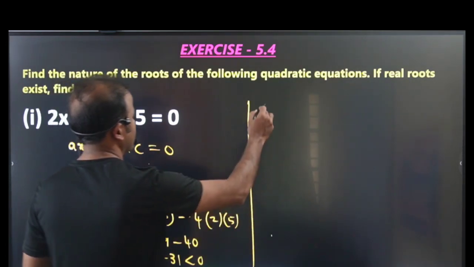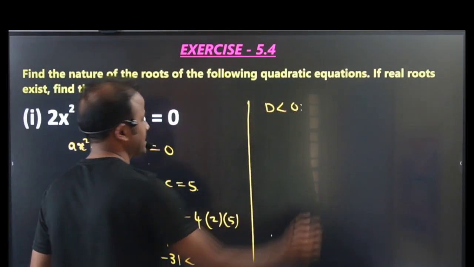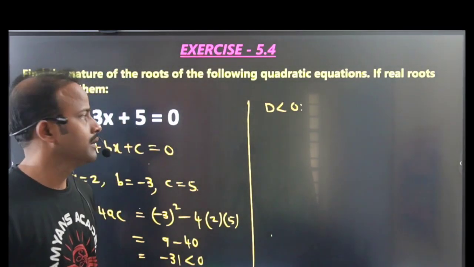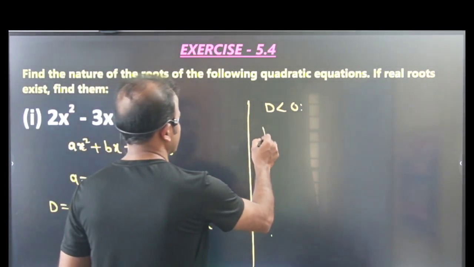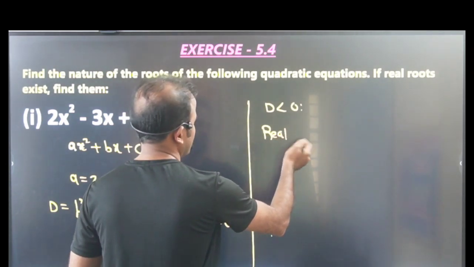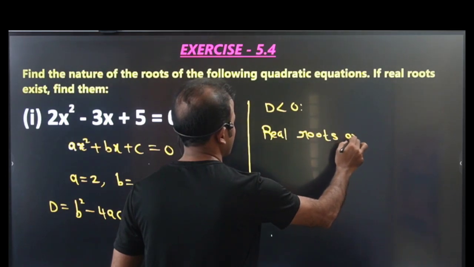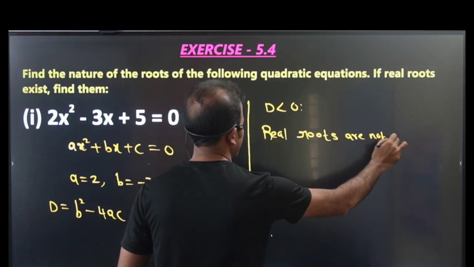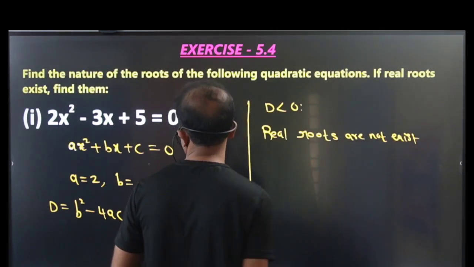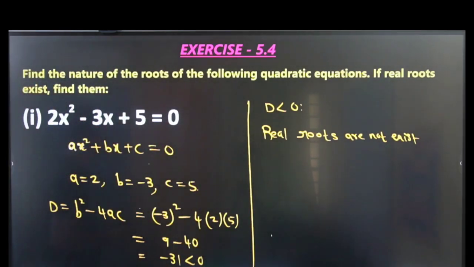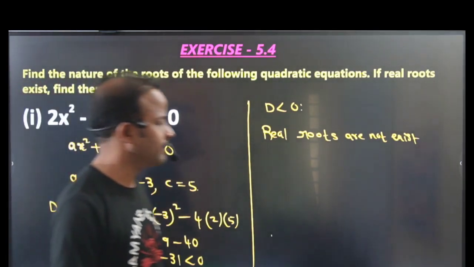If the determinant value is less than 0, what is the nature of the roots you will get here? Real roots do not exist. But what type of roots exist? Only imaginary roots. So for the first question, real roots do not exist. The determinant value we are getting here is minus 31, a negative value. If you get a negative value, real roots do not exist. Okay, move on to the next question.